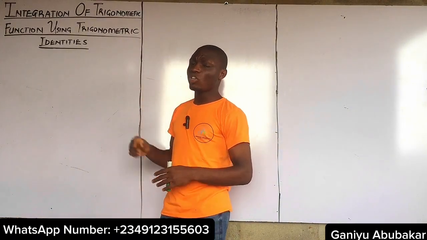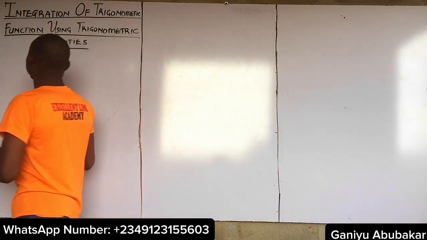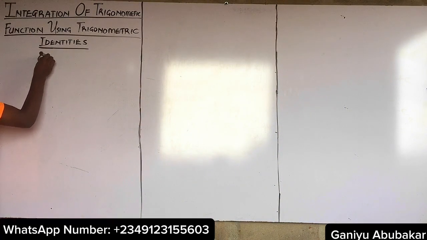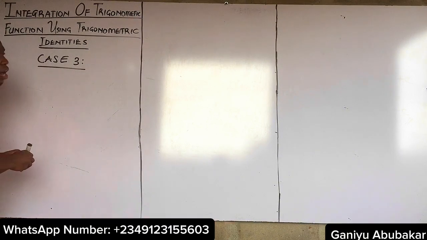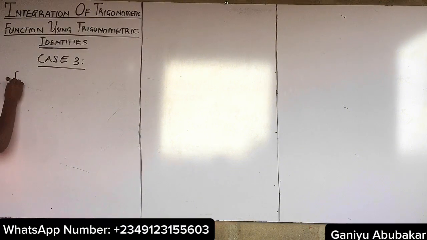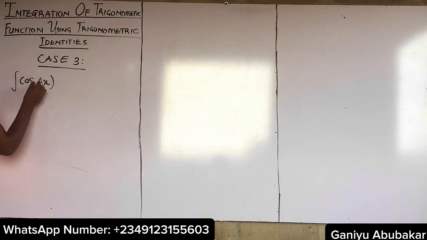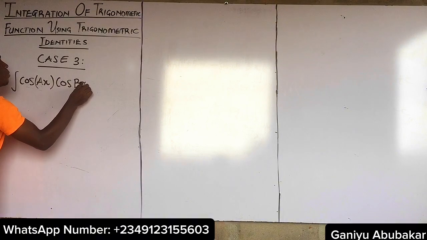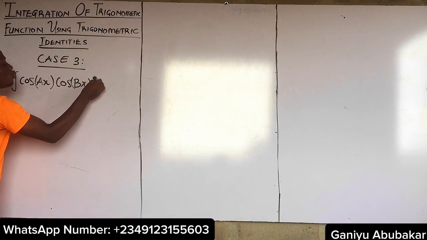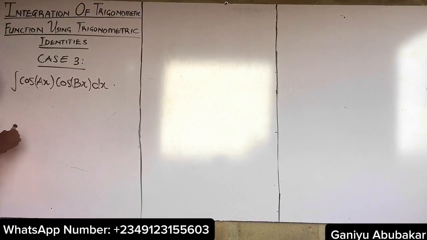So let's dive into discussing case 3 under this concept. What's the condition guiding case 3? For case 3, I will have something of this nature: the integral of cos ax cos bx with respect to x.